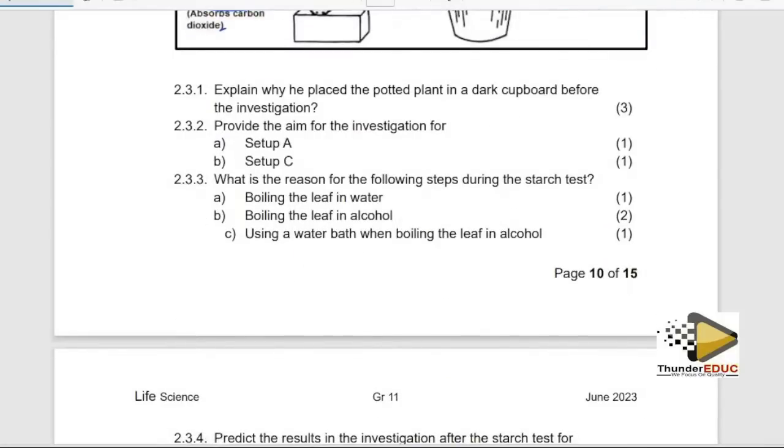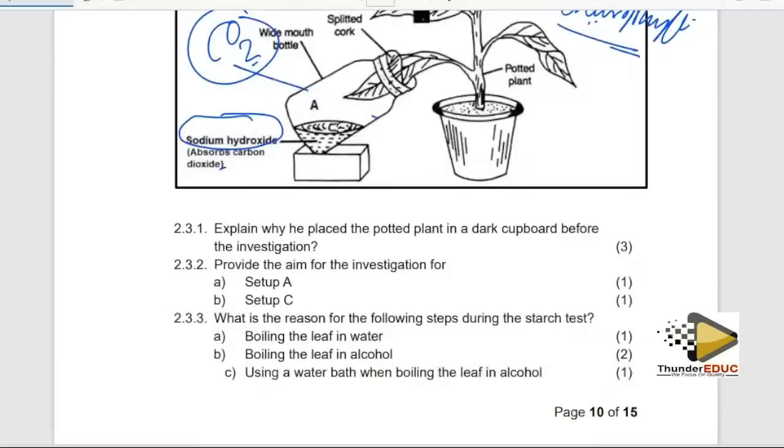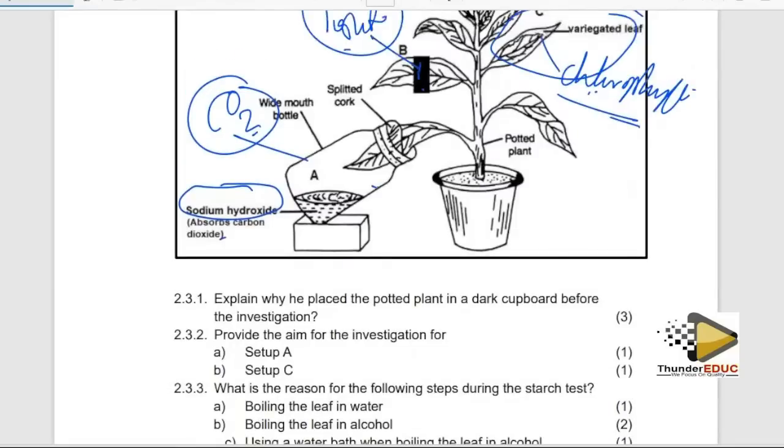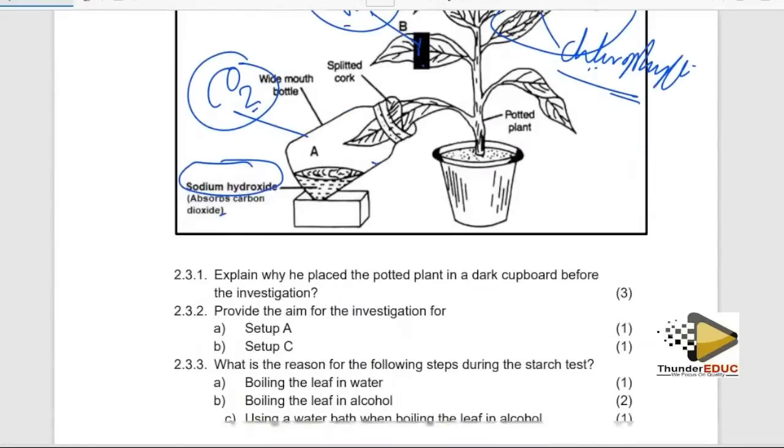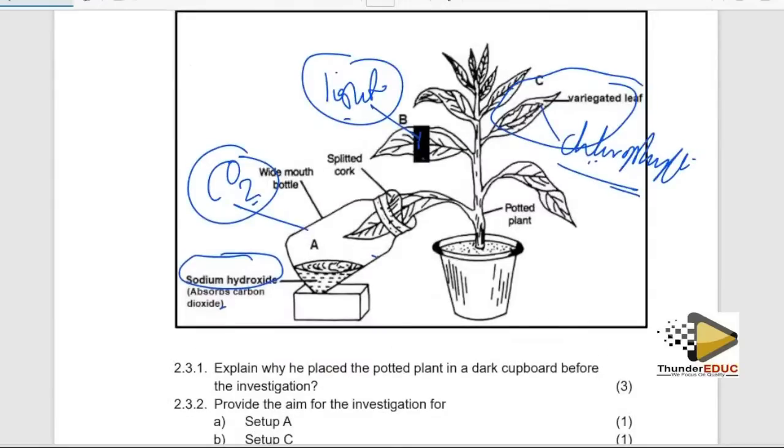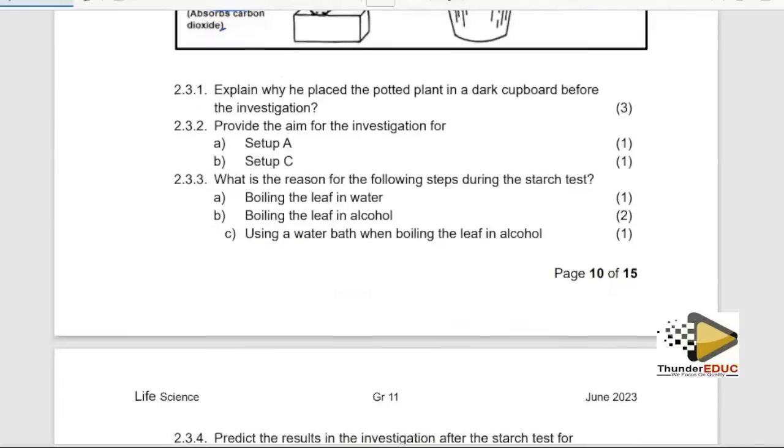Provide the aim of the investigation for setup A. Setup A, we say that is for carbon dioxide, to see whether carbon dioxide is necessary for photosynthesis. And then when we go to C, we said this is for chlorophyll, to see if chlorophyll is needed for photosynthesis. So it's the same thing.